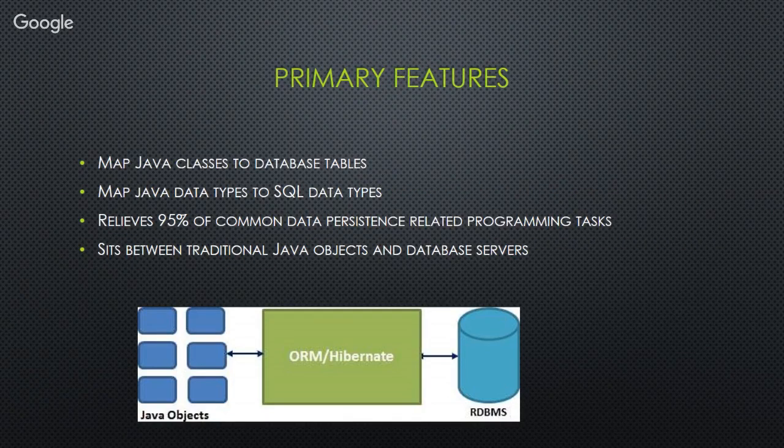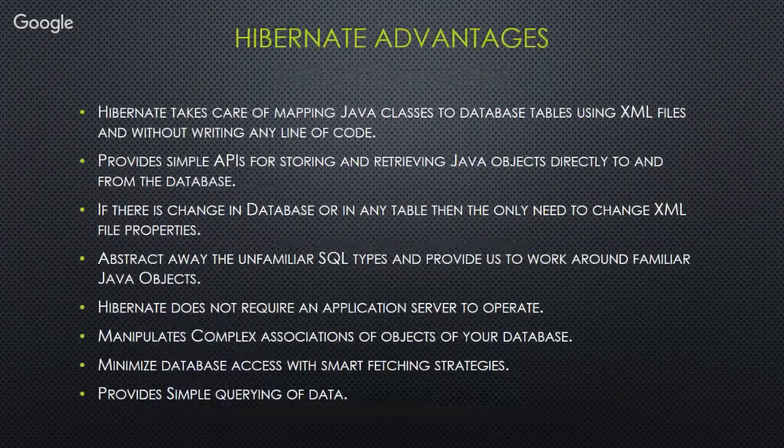What it maps there is the Java class to the database table, or Java tables to SQL tables. What I thought was the nice thing about it is that it relieves 95% of the common data persistence related programming tasks. To me, I thought, well, that could be a big deal when you're trying to write something, and it's taking care of the majority of the work right there for us already. And how it all works, like I said, I didn't get that far into this tutorial to find out, but Hibernate will take care of that for us, it sounds like. So it takes care of the mapping issues.